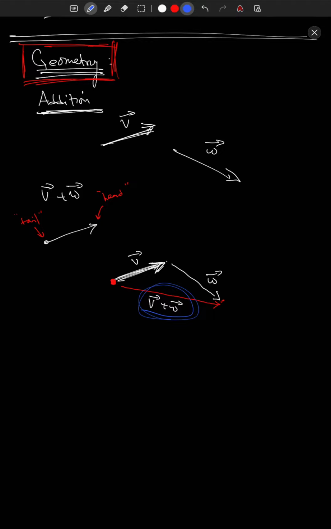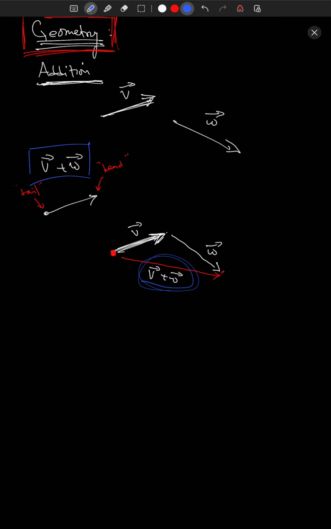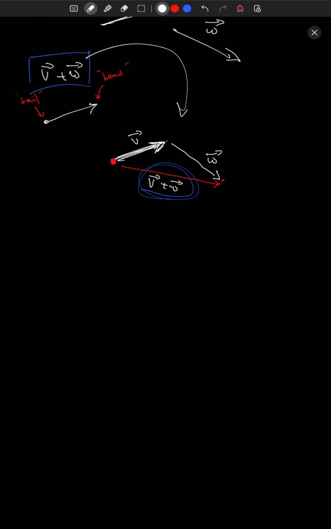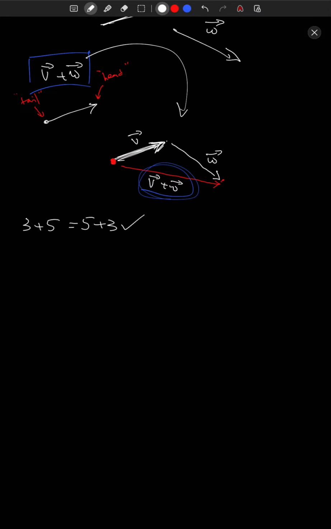So very straightforward. And one thing nice about this definition is that when I want to add vectors, the order usually doesn't matter. So normally with addition, 3 plus 5 is equal to 5 plus 3. Order doesn't matter. In this case, the way we define the addition of vectors, that's still true.